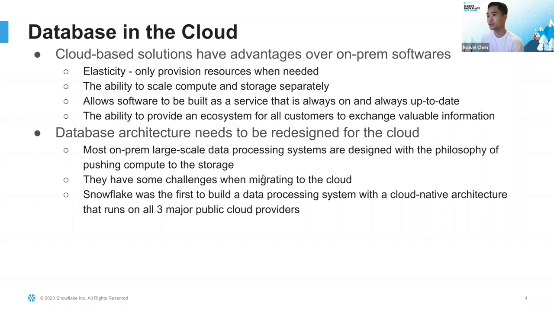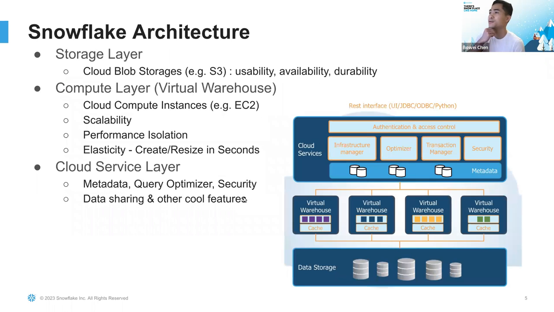And database architecture, when migrating to the cloud, also needs to be rethought. Firstly, most of the last generation of on-prem large-scale data processing systems are designed with the philosophy of pushing compute to the storage. And these architectures have challenges when migrating to the cloud. Snowflake was the first to build a data processing system with a cloud-native architecture. We started building Snowflake around 2012, and now Snowflake runs on all three public cloud providers.